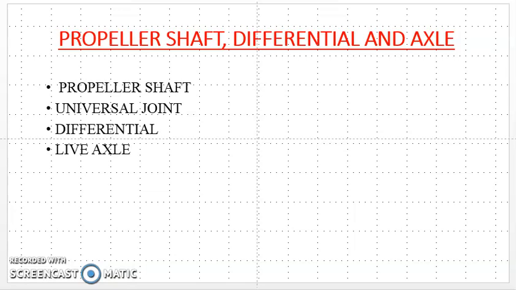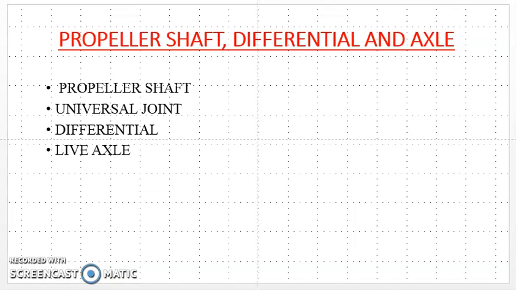After that we are going to learn the maintenance of the propeller shaft as well as the universal joint. In the next part we are going to learn what a differential is and its types. But before starting the propeller shaft or universal joint, we will see what we learned during the last lecture.